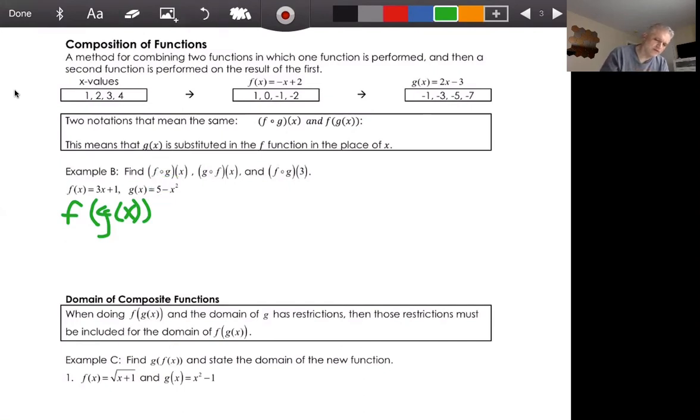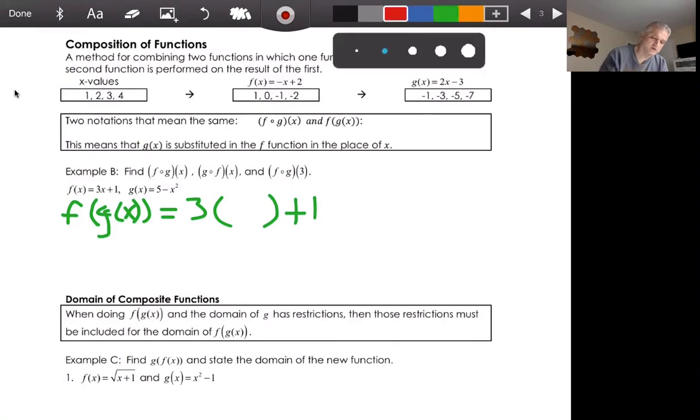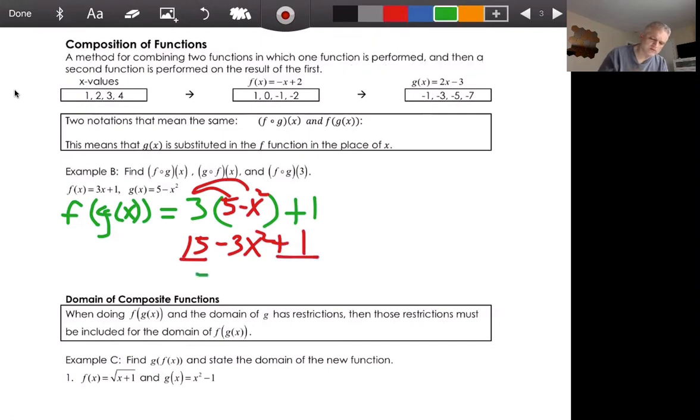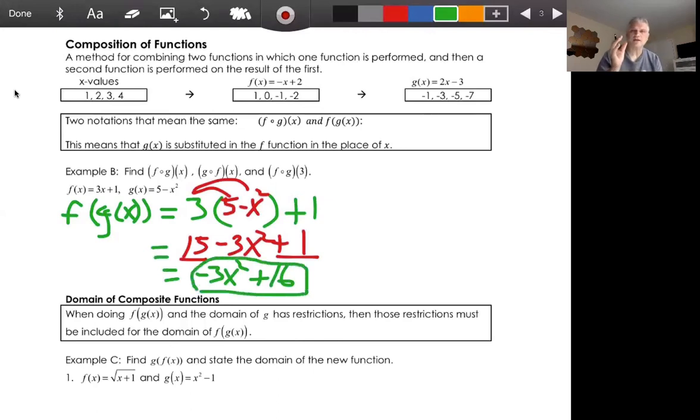Okay, so f of x is 3 times x plus 1. But we don't want f of x. We want f of g of x. So we're going to put g of x right where the x used to be. Okay, we substitute it. Now we're just going to simplify. Nothing terribly tough here. We're going to distribute my 3. See if we have any like terms to combine. We got a 15 and a plus 1. So I'm going to put the x term first. Minus 3x squared plus 16. So that is f of g of x. We took the g of x and we substituted it in for the x in the f function.